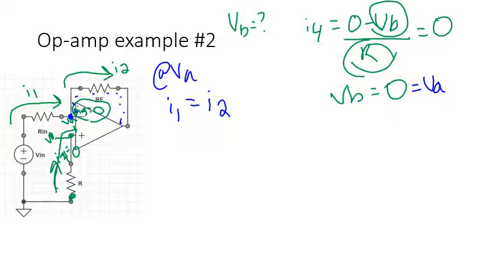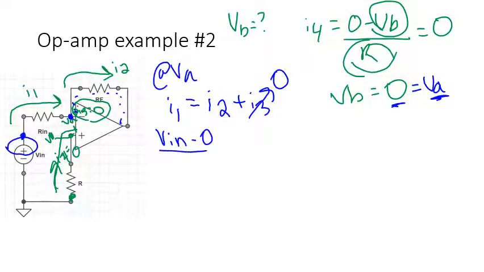I2 is leaving that node. Again, you could also write plus I3, but we've already established I3 is 0 because no current can go into my op amps. So how do I write I1 as a change in voltage over resistance? I1 starts over here. My voltage would be Vn, and it goes to VA. Now, VA, we just said, was equal to 0. So Vn to 0 over Rn.